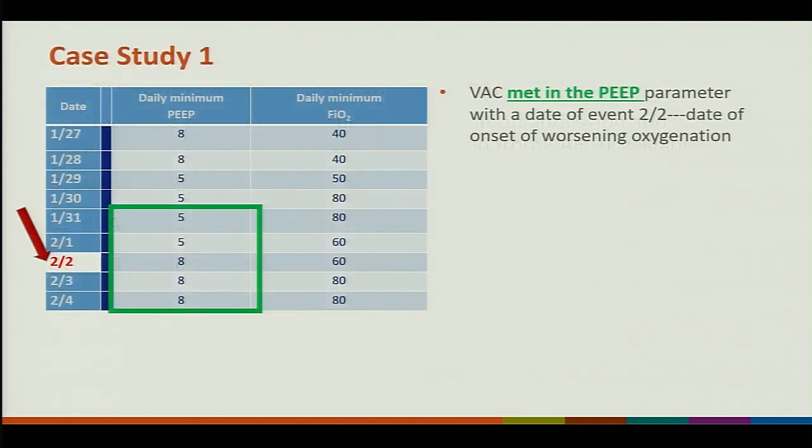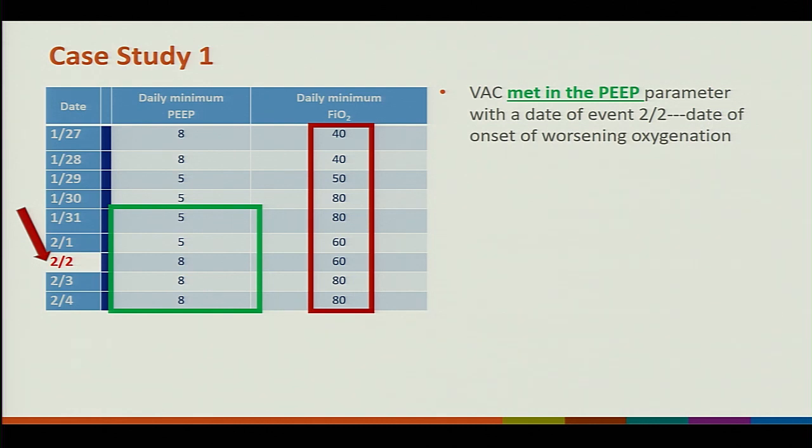So on 1/31 and 2/1, we have a baseline period established in the PEEP parameter, and that's immediately followed by an increase in PEEP of greater than or equal to 3, and that is sustained for at least 2 days, in this case 3 days. So they met VAC in the PEEP parameter on 2/2. Date of onset of worsening oxygenation on 2/2 is the date of event.